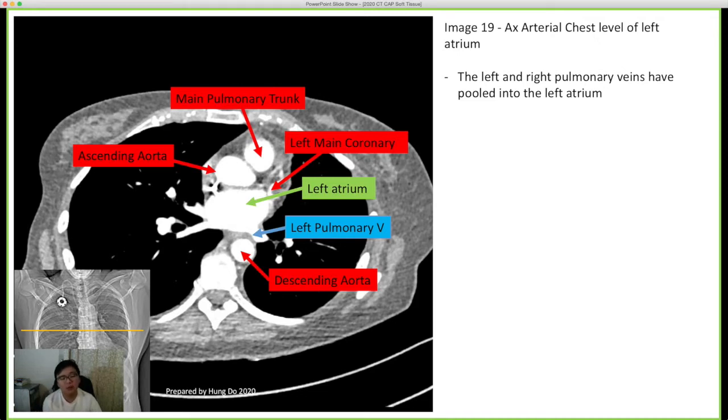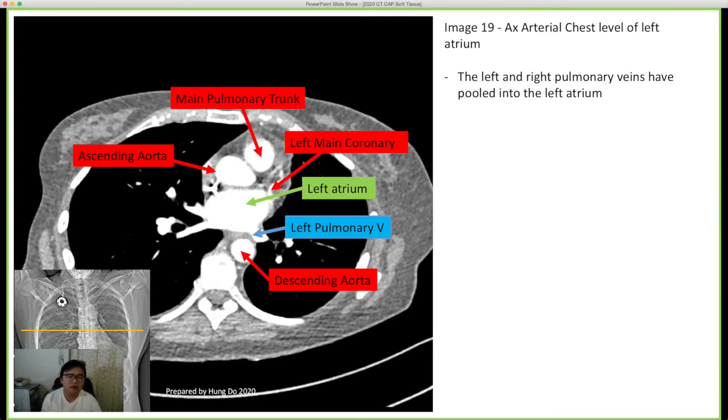And the reason why there's this streaking in the port line is due to the contrast. Because we inject it directly into the port and through the port line, there is probably no blood in that port line, so therefore there is no mixing. So what you see is 100% neat contrast.